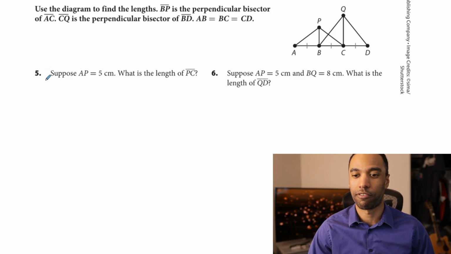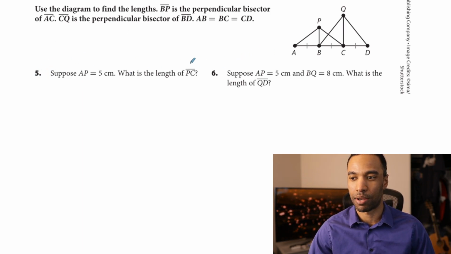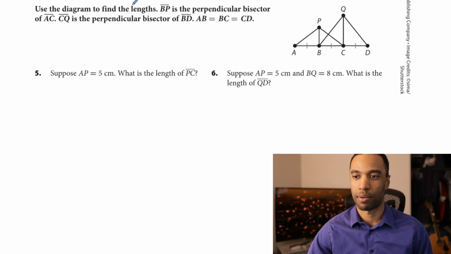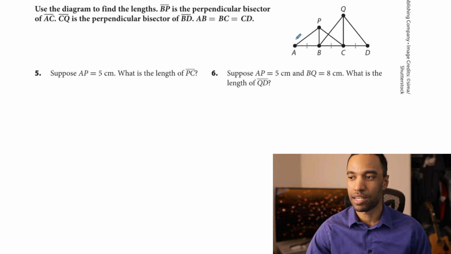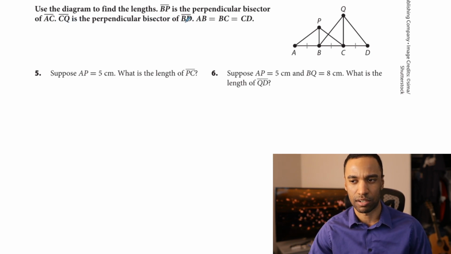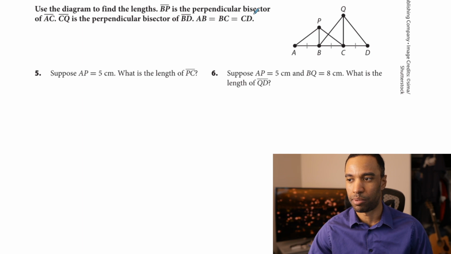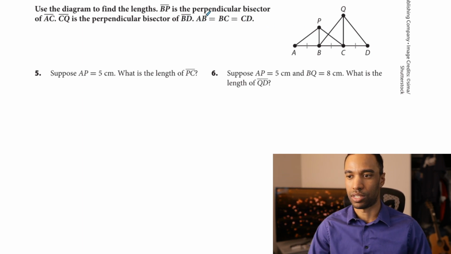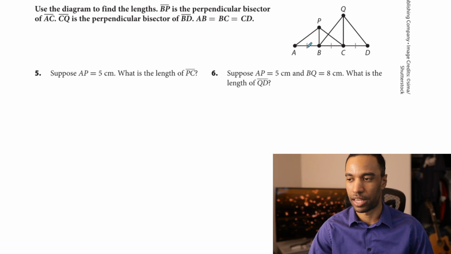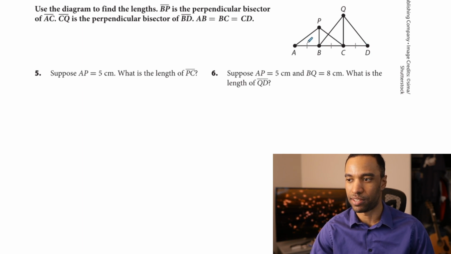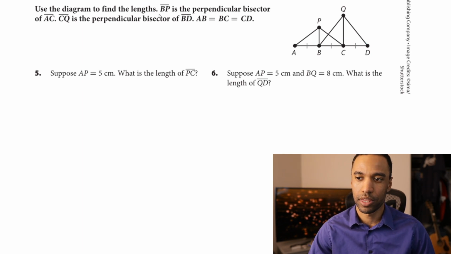All right, so the first problem actually starts with number 5, and with this diagram, numbers 5 and 6, use the diagram to find the lengths. BP is the perpendicular bisector of segment AC. CQ is the perpendicular bisector of segment BD. AB is equal to BC is equal to CD. These are lengths. The length of AB is equal to the length of BC equal to the length of CD. They mark those there.